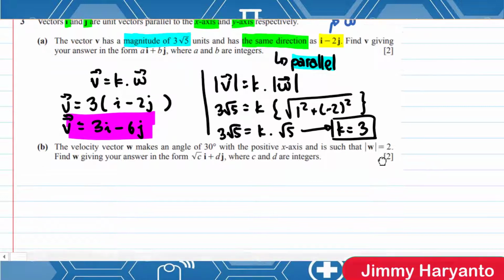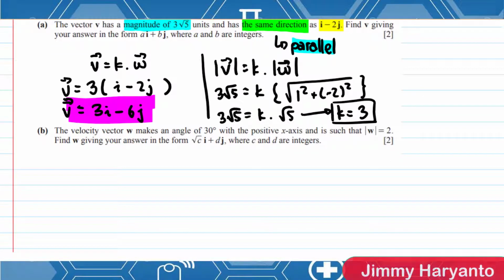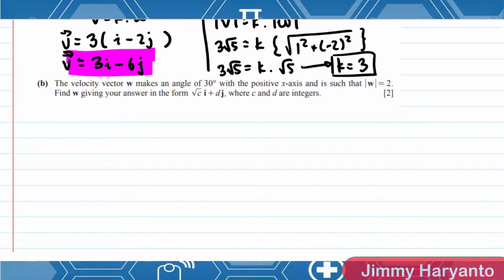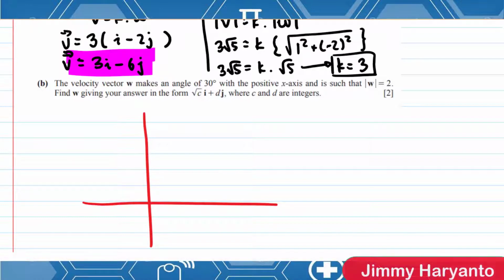Next is B, the velocity vector. Velocity vector doesn't mean anything. You only have to focus on the vector W. It makes an angle of 30 degrees with the positive x-axis, such that the length of W equals 2. So you will have to draw this equation.